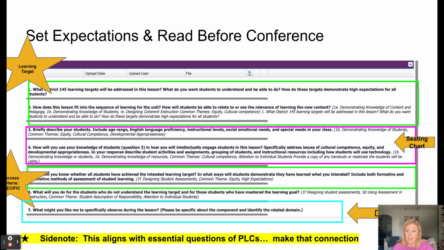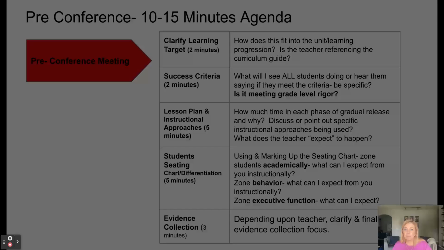going to be observing? Now, just on a side note, these questions align with the essential questions of PLCs. So if you're working with a teacher who hasn't filled out this form for 3 years, I think it's important to make this connection, because if you have PLCs, they should be engaging in these questions before every single unit, during every unit, and after. And really, these are the questions that we want teachers to be thinking about for every single lesson when they're sitting at the table doing that planning. But the more connections we can make so evaluation doesn't seem like this isolated process, the better.